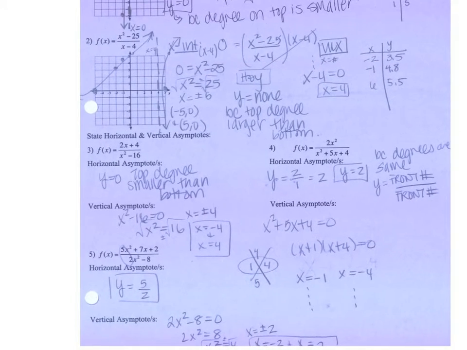Let's look at number 2. So if we plug 0 in, the denominator cancels. When we solve for the numerator, we take the square root of 25, we get plus or minus 5, so you have 2 x-intercepts.